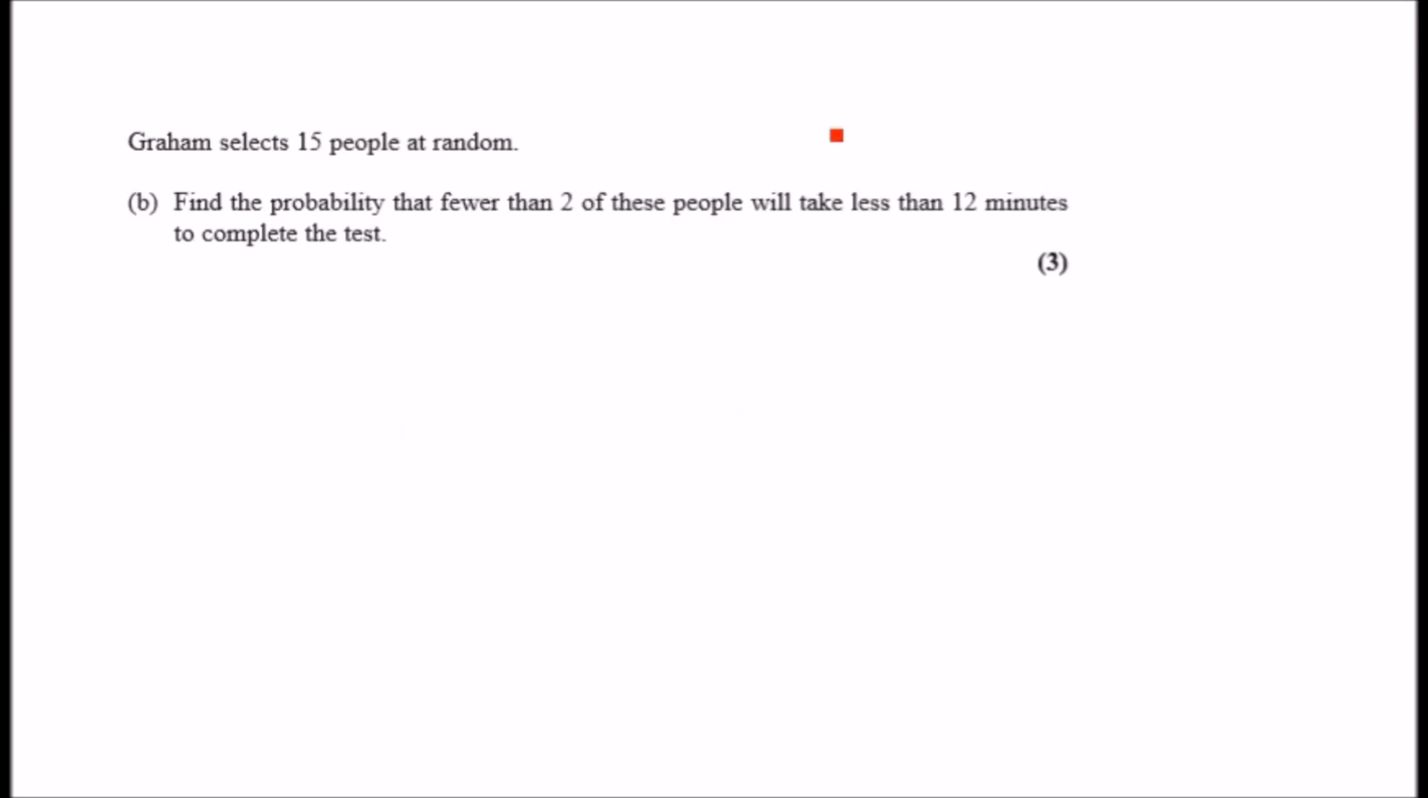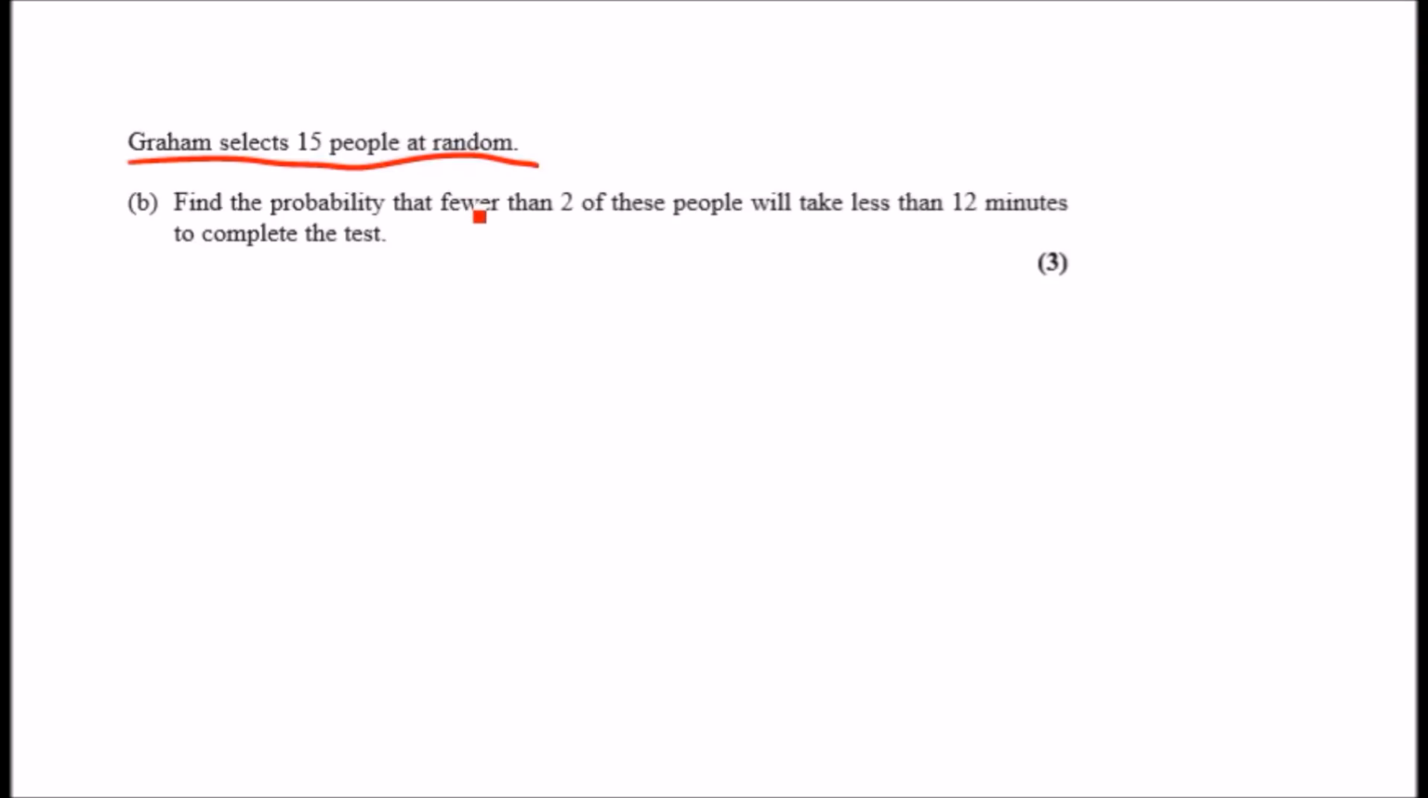Okay, part B now. Graham selects 15 people at random. Find the probability that fewer than 2 of these people will take less than 12 minutes to complete a test. First things first, we know that we have a new sample size of 15. So again, this could be normal or binomial.